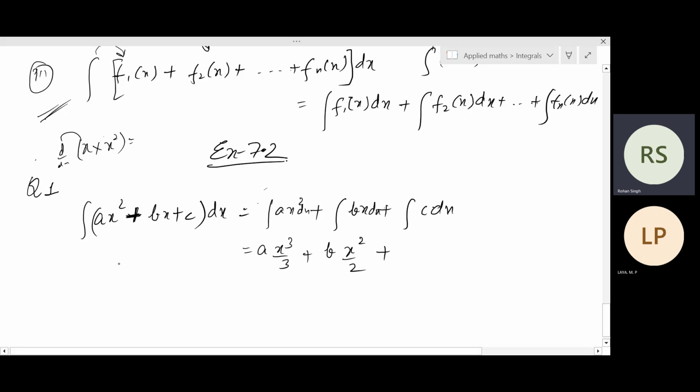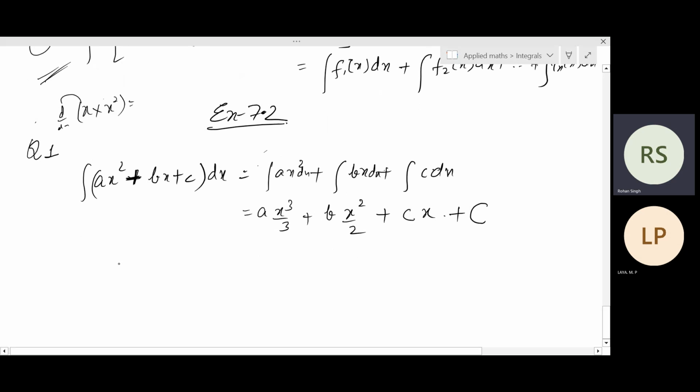And then c can be taken out, and then the integral of dx, or you can say 1 dx, is just x. And then you write a constant. So this was small c, let's write capital C. Okay, so this will be the integration. Similar to this, I think we can do the second part also, right?